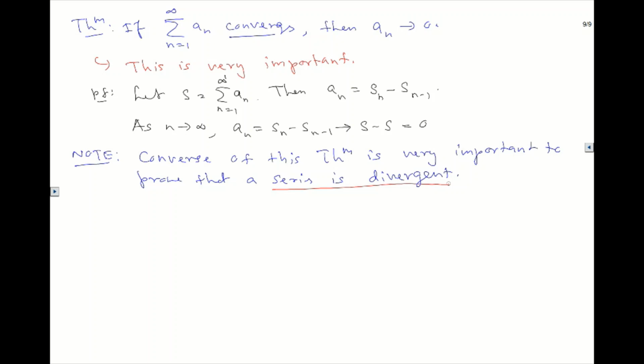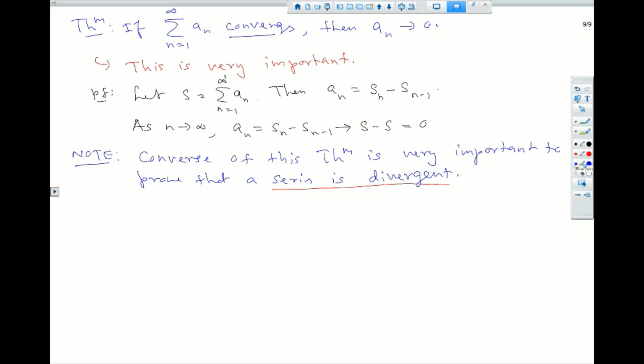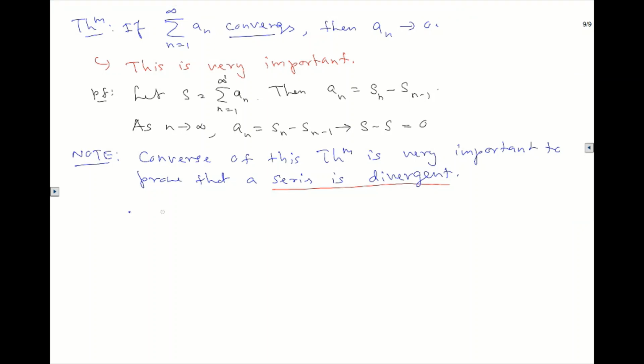So let's try this in detail. I'm going to write this in words. The theorem says that if a series converges, an has to go to 0. The limit of an as n goes to infinity has to be 0.